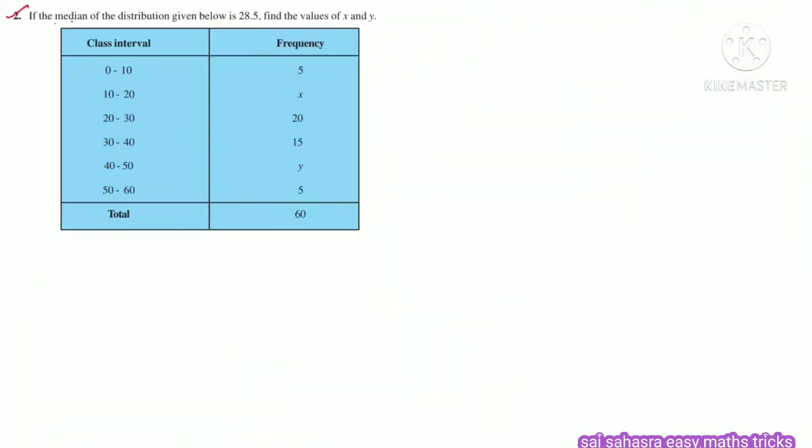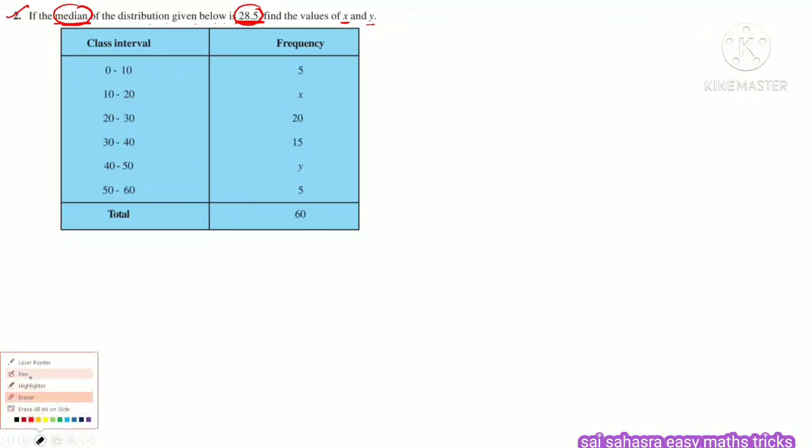Question number 2. If the median of the distribution given below is 28.5, so median is given to us. We need to find out the values of x and y. Here in frequencies, some values are not given. Instead of that value, x is given. Here another value, y is given. So these are the missing frequencies. We need to find out the x value as well as the y value. And the hint here is that the median value is given as 28.5. If you observe this question in the examination, you have to feel that this is related to a median question. Then how to find the median, we will see now.